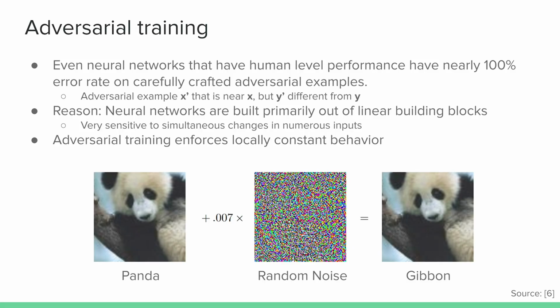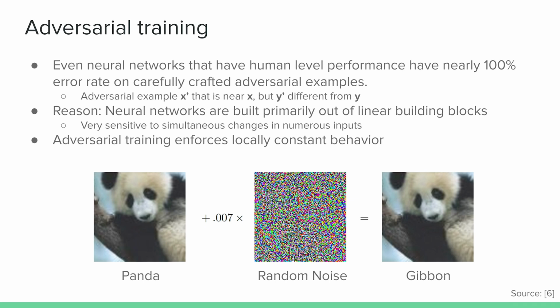That's the idea of adversarial training, that even neural networks that have human-level performance or nearly like performance that is exceptionally well, all have a nearly 100% error rate on carefully crafted adversarial examples. So those are malicious examples that try to break your network. An adversarial example is more formally defined as x prime that is near x, so the inputs are very similar, but y prime is quite different from y, so the output is completely different.